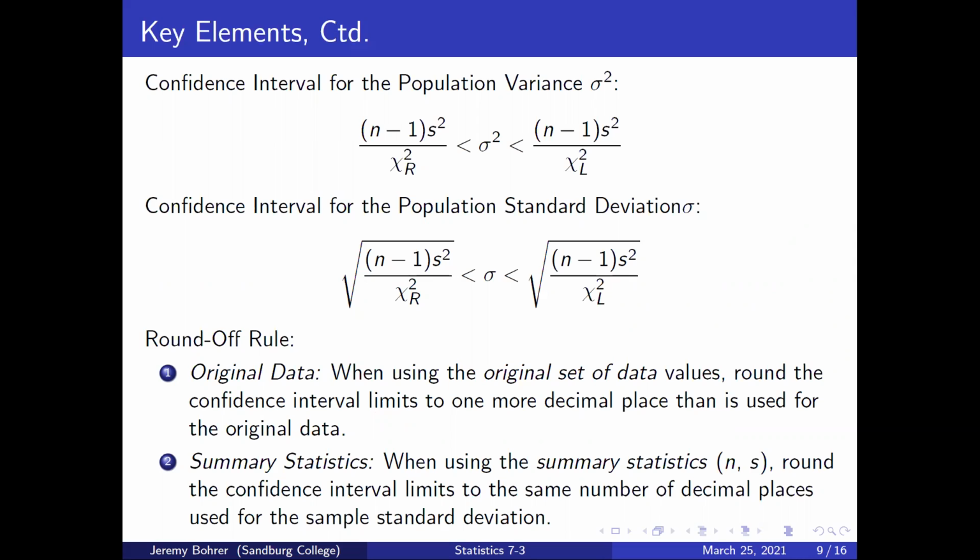The round-off rule for original data: when using an original set of data values, round the confidence interval limits to one more decimal place than is used for the original data. The round-off rule for summary statistics: when using summary statistics n and s, round the confidence interval limits to the same number of decimal places used for the sample standard deviation.